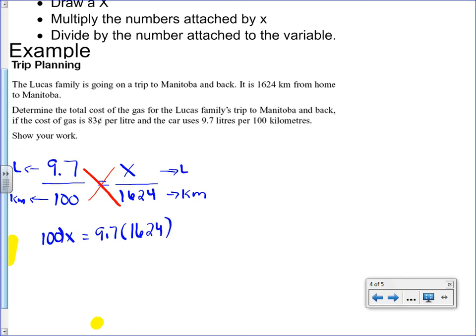So you could put brackets around this if you would like. 100 times x, Ben, what does that give me? 100x, good. And then when I do 9.7 times 1,624, what do I get, Ben? 15,752? Is that what you get? 0.8?